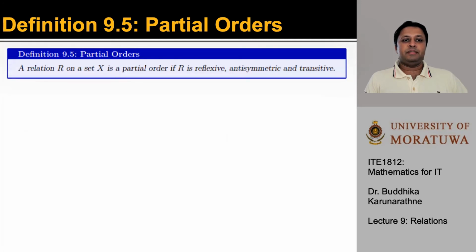Another important definition, partial orders. So a relation R on a set X, we call it a partial order if R is reflexive, antisymmetric, and transitive. So similarly, if you take an example relation, you need to check whether the relation is reflexive, antisymmetric, and transitive to see whether it can be defined as a partial order.